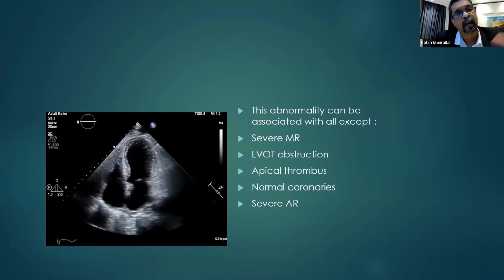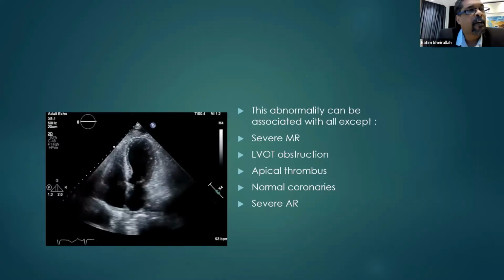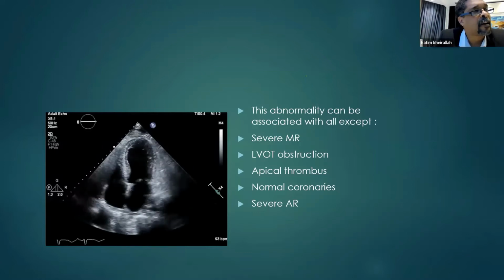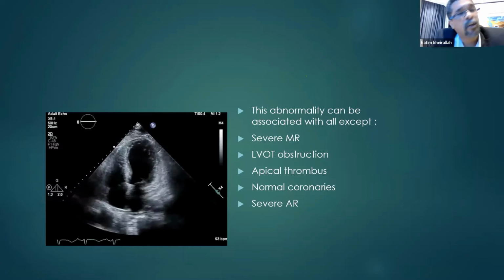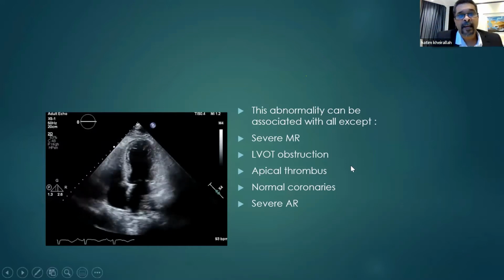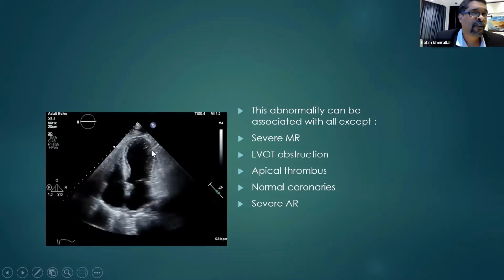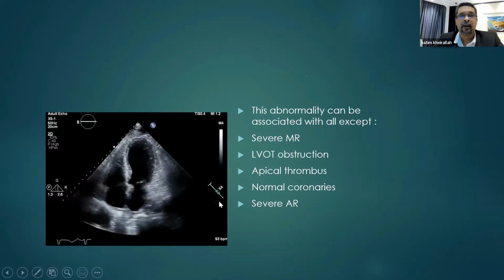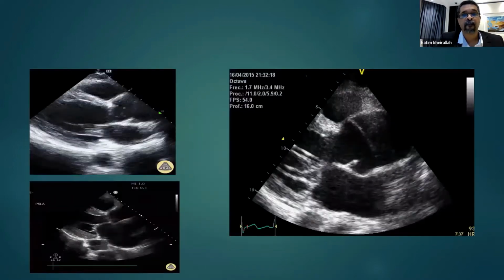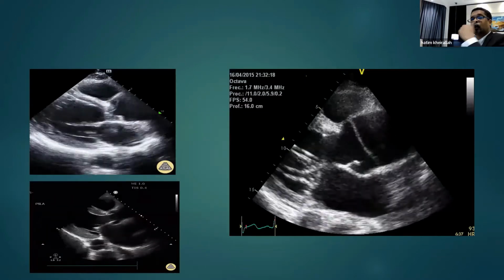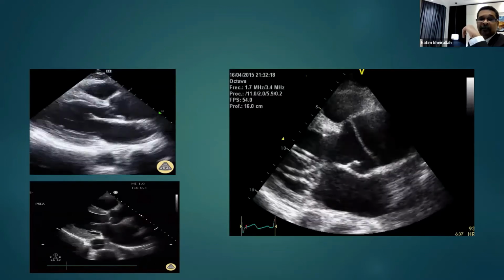Remember this one, okay? When we talk about mechanical complication of MI, we focus on VSR and MR, but LVOT obstruction is also a mechanical complication you should be on the lookout for. So severe MR is likely, LVOT obstruction is likely, apical thrombus is likely, of course. Normal coronaries, if it's a Takotsubo, yes, but severe AR is unlikely to be associated with such echo. Okay, so that's an easy one.